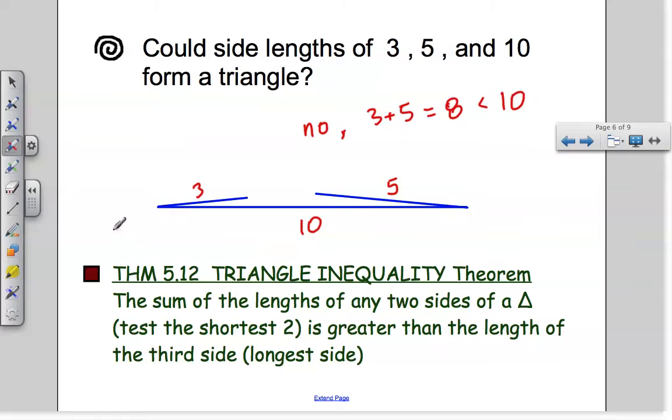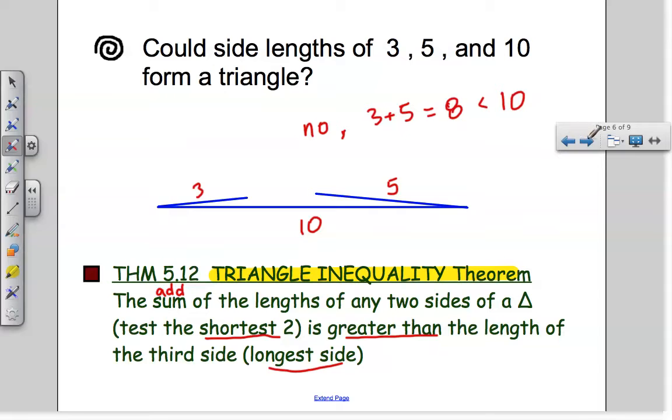And this is a theorem here, it's called the triangle inequality theorem: the sum of any 2 sides of a triangle, always test the shortest 2, it's the only one you have to do, has to be greater than the length of the third side, or the longer side. Now sum, of course, tells you to add. If you add the lengths of the 2 shortest sides in a triangle, it has to be greater than the length of the longest side, or that third side. And really it is any 2 sides, but this is the only one you need to test. So add the shorter 2 sides, make sure it's greater than the longest side so that they'll actually reach when you put them on the ends of that longest side.